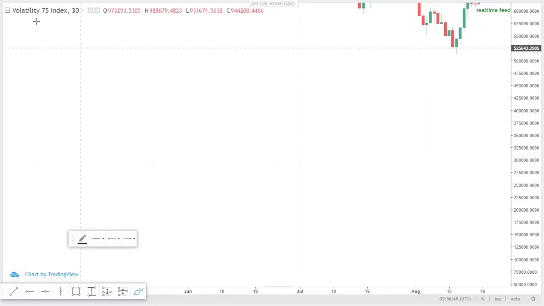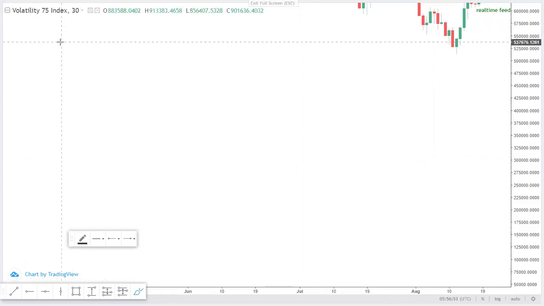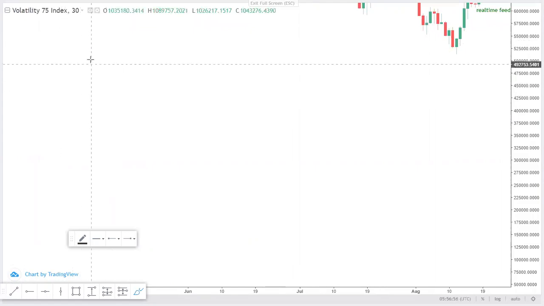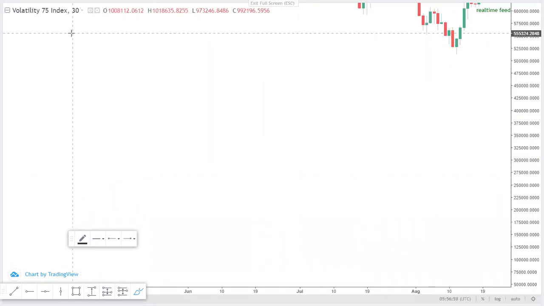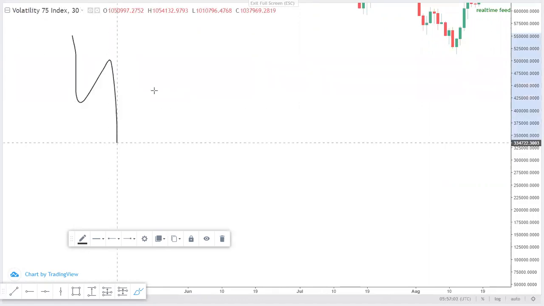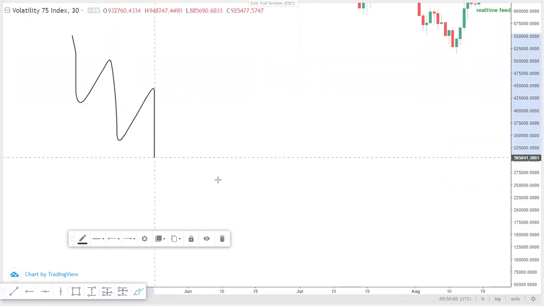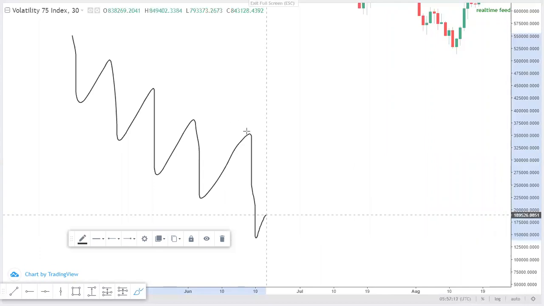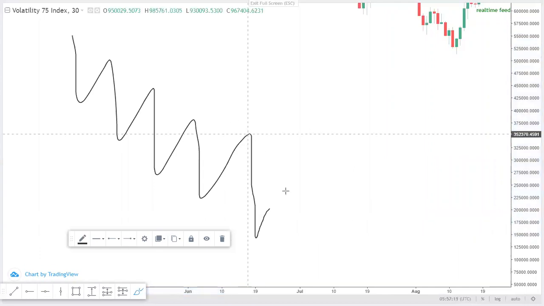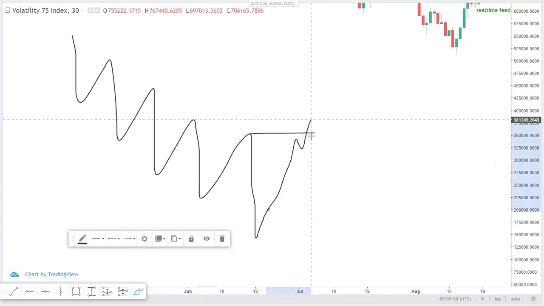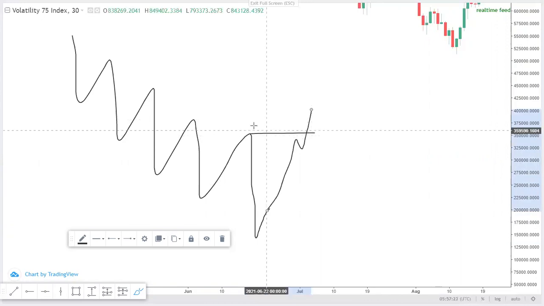The first pattern we usually use is called invalidation, and the invalidation points usually look like this. Let's say we are in a downtrend. Then the market reverses and breaks this structure right here. After the market breaks this structure, we've already got a confirmation that this trend is going to change.